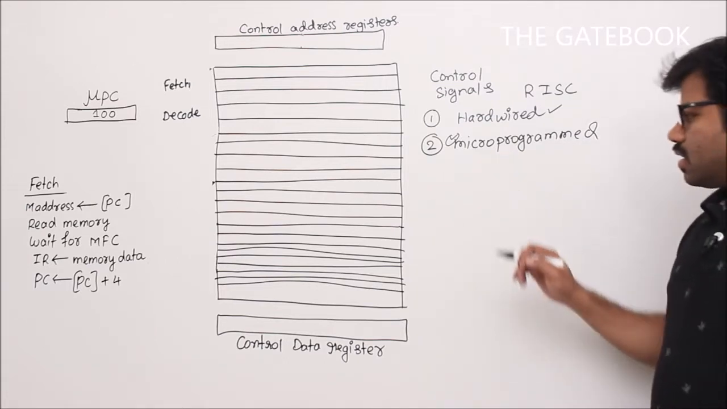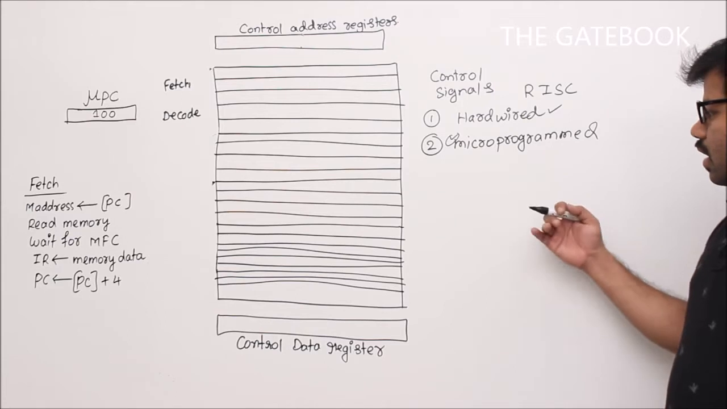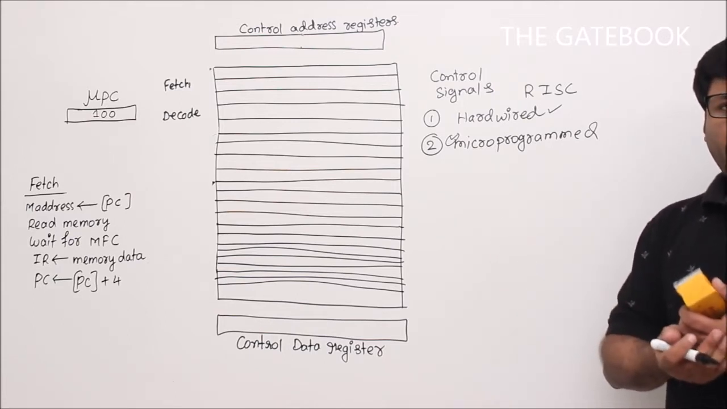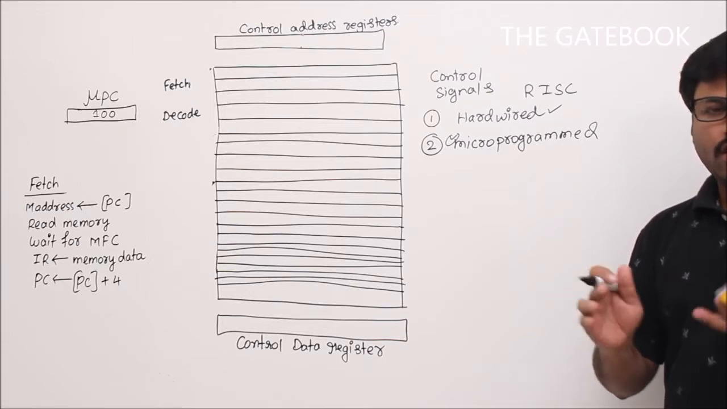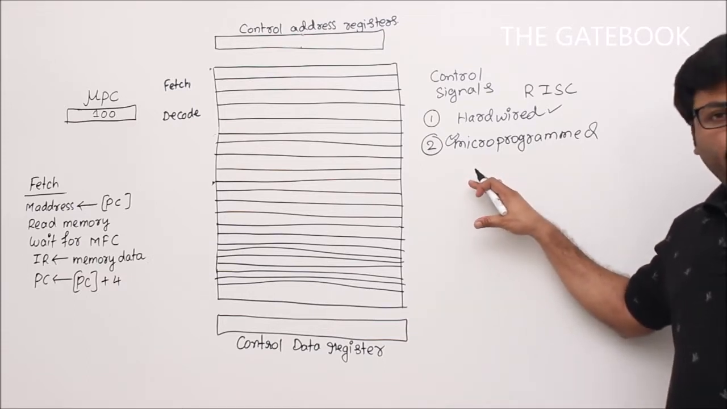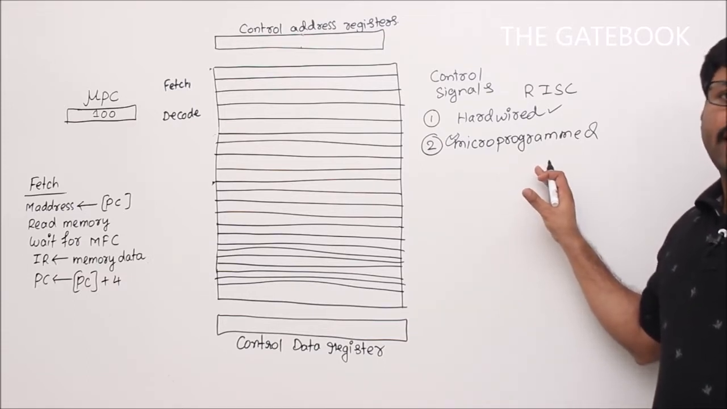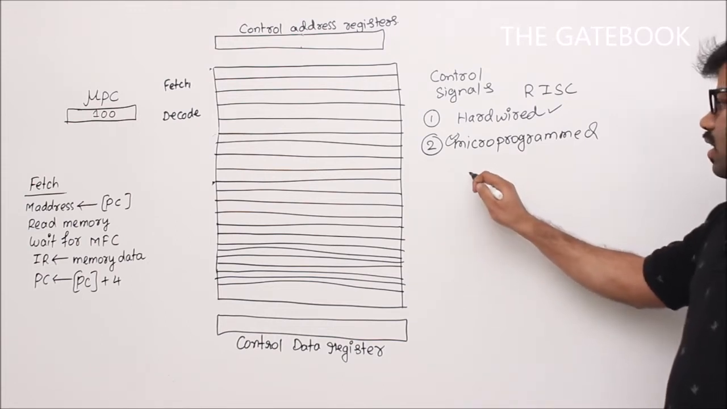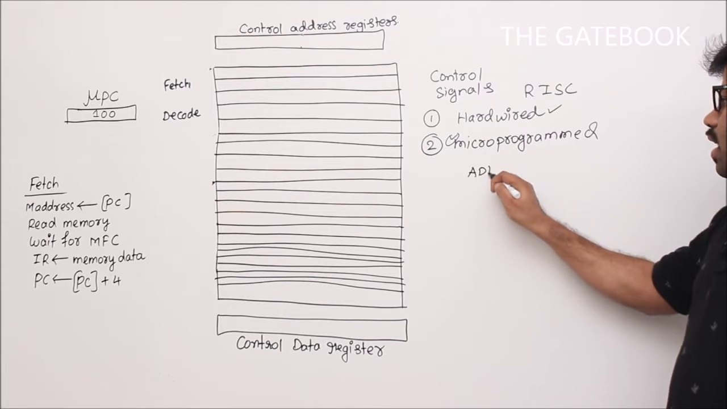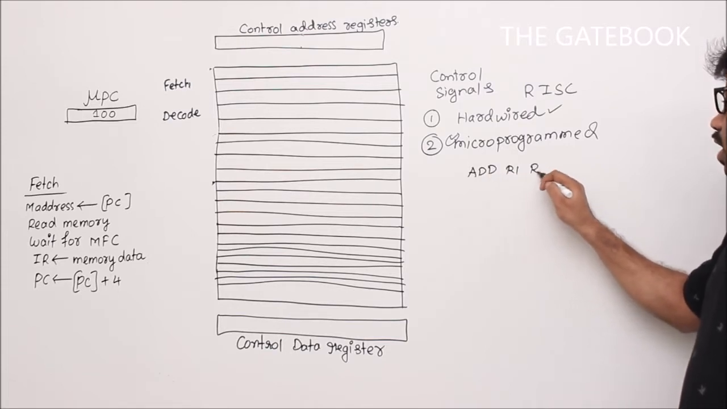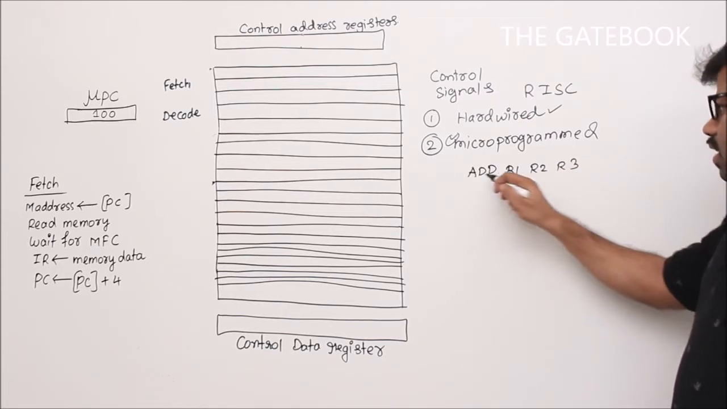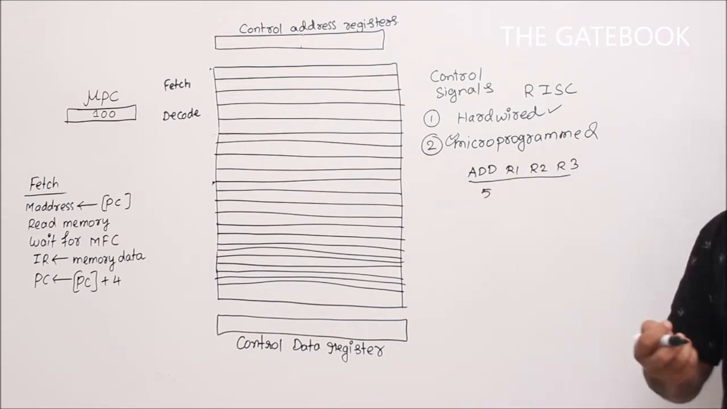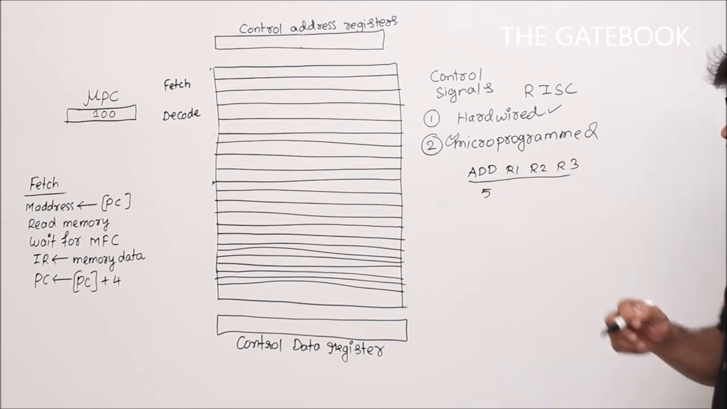Especially in CISC kind of instruction sets, the number of operations is highly variable. We can't divide the work into 5 parts. Some instructions might take 5 units, some instructions might take 10 units, some instructions might take 7 units. Example, see this instruction, a simple instruction, add R1, R2, R3. It is a RISC kind of instruction, right? That's why it takes only 5 stages. Correct? We can design a 5-stage system.